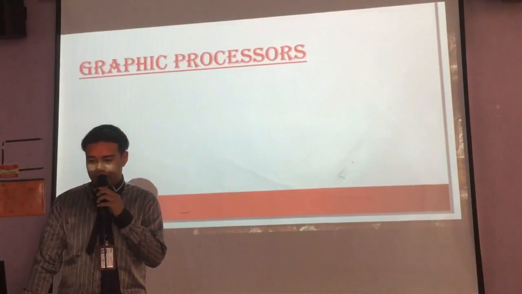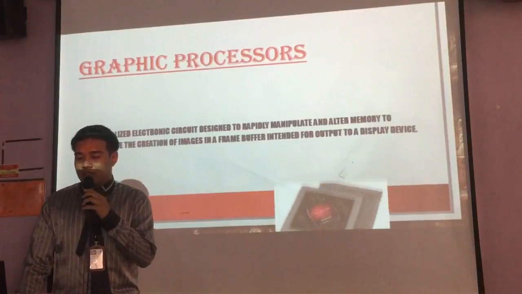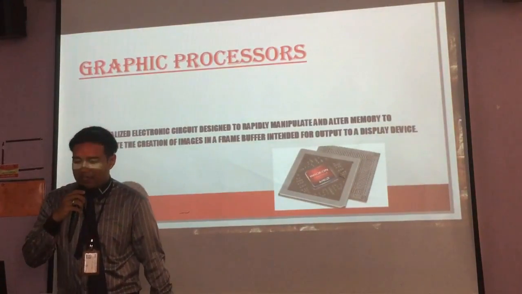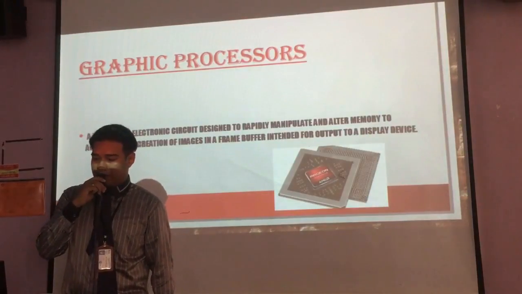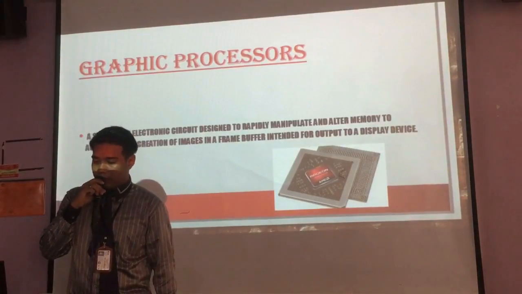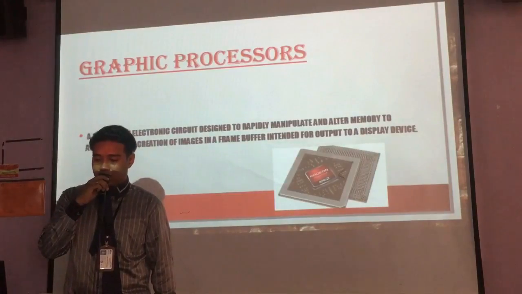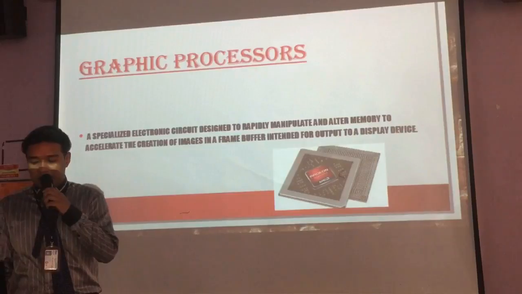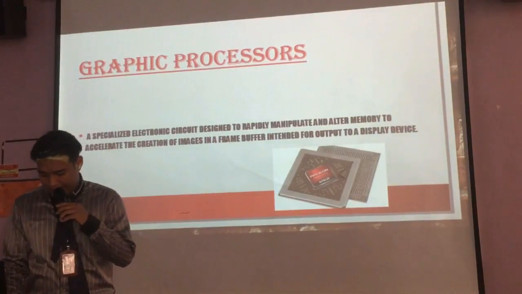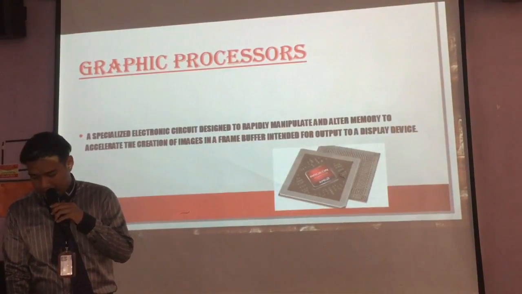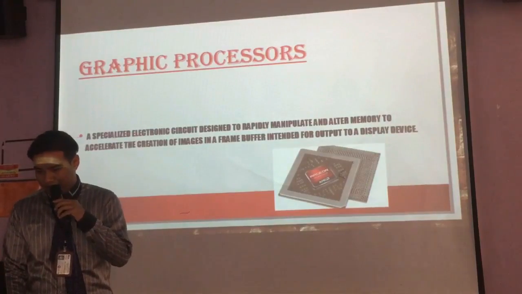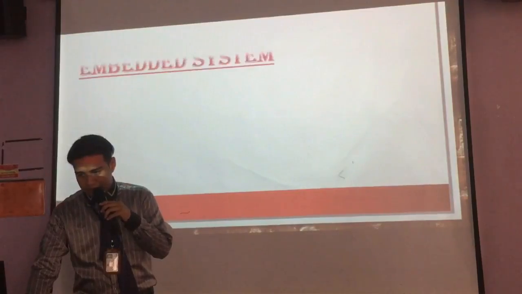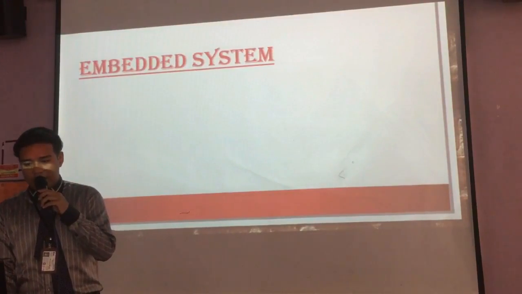Next, we're going to the graphic processor. A graphic processor is a specialized electronic circuit designed to rapidly manipulate and alter memory to accelerate the creation of images in a frame buffer intended for output to a display device. That's a product of graphic processor for AMD. And next, we're going to the embedded system.